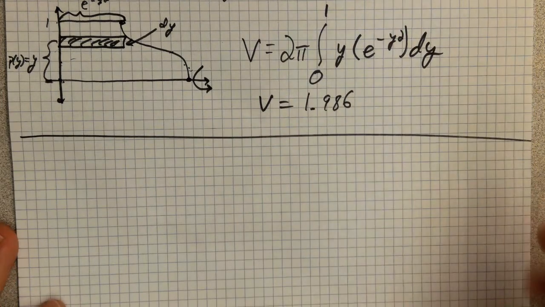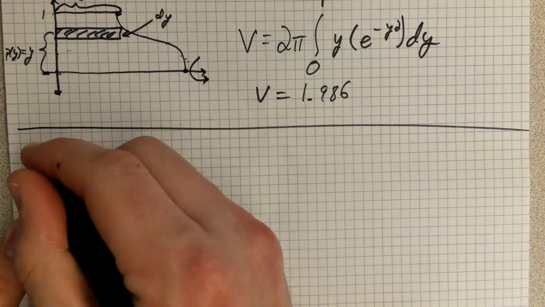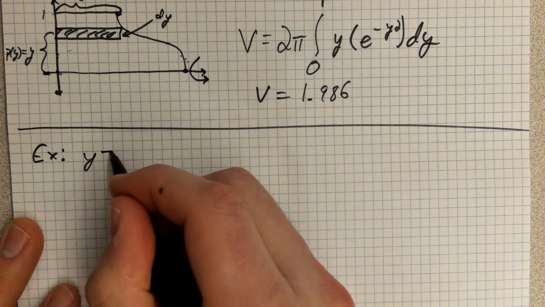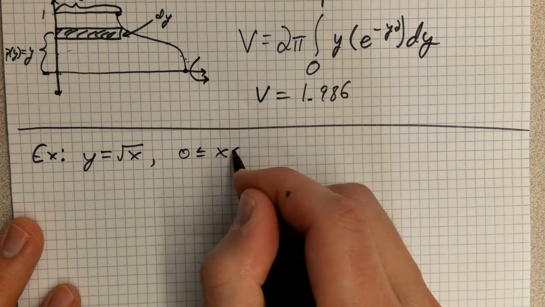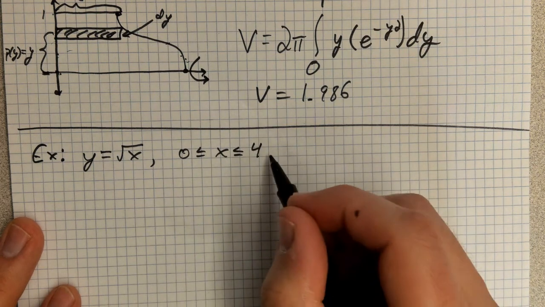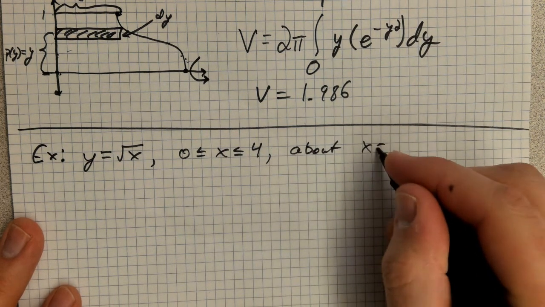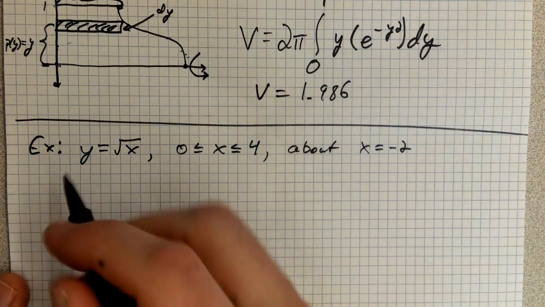So the last problem we'll do is one where the axis of revolution is not the x or the y-axis. So let's take this simple function, y equals square root of x, from 0 to 4. And we're going to go about x equals negative 2. All right? So y equals square root of x.